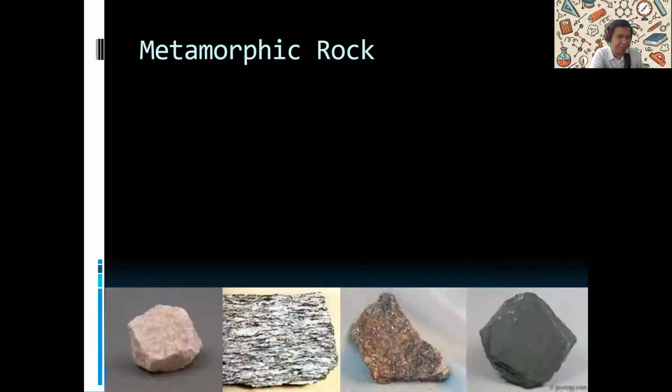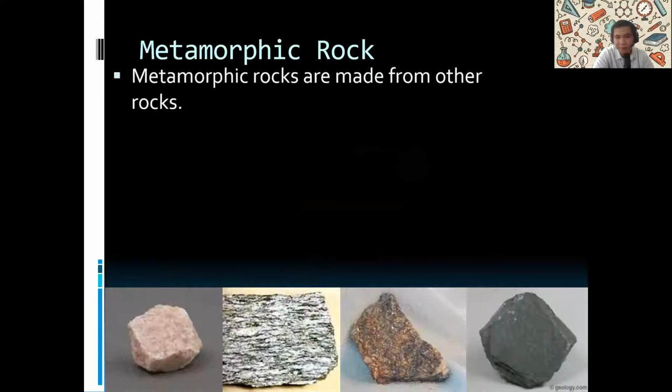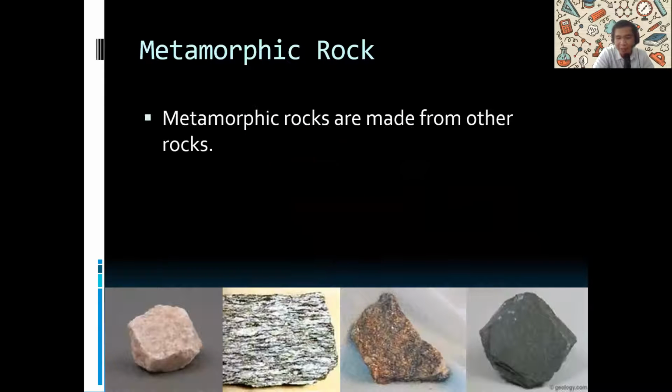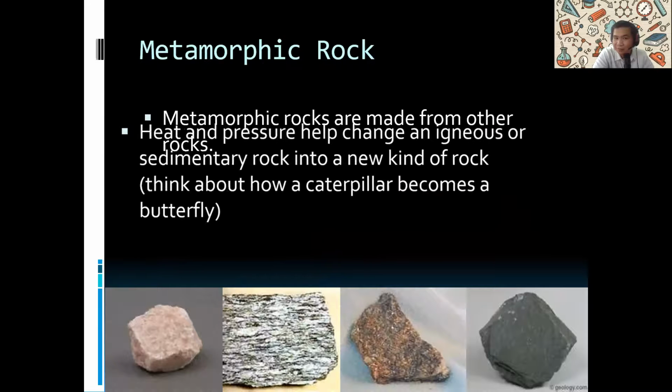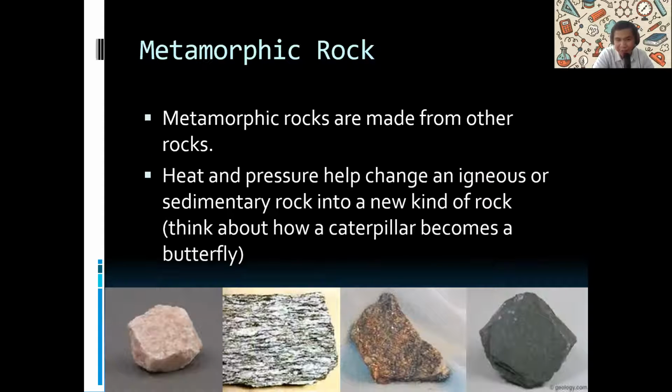But let's continue. Metamorphic, that's the third type of rock. A metamorphic rock, they are made from other rocks. Heat and pressure help change an igneous or sedimentary rock into a new kind of rock. Think about how a caterpillar becomes a butterfly. Okay, so metamorphic rocks, they change because of heat and pressure.